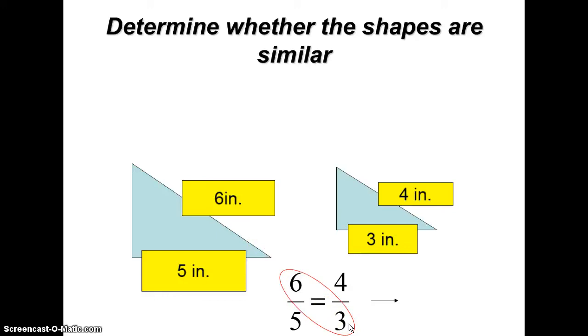We'll circle our diagonals to find our cross products. By the way, this entire ratio should reflect the large triangle. This entire ratio should reflect the smaller triangle. Notice my largest side length for both is up top. The smaller side length for both is on the bottom. And obviously 6 times 3 is 18. 5 times 4 is 20. They are not equal.